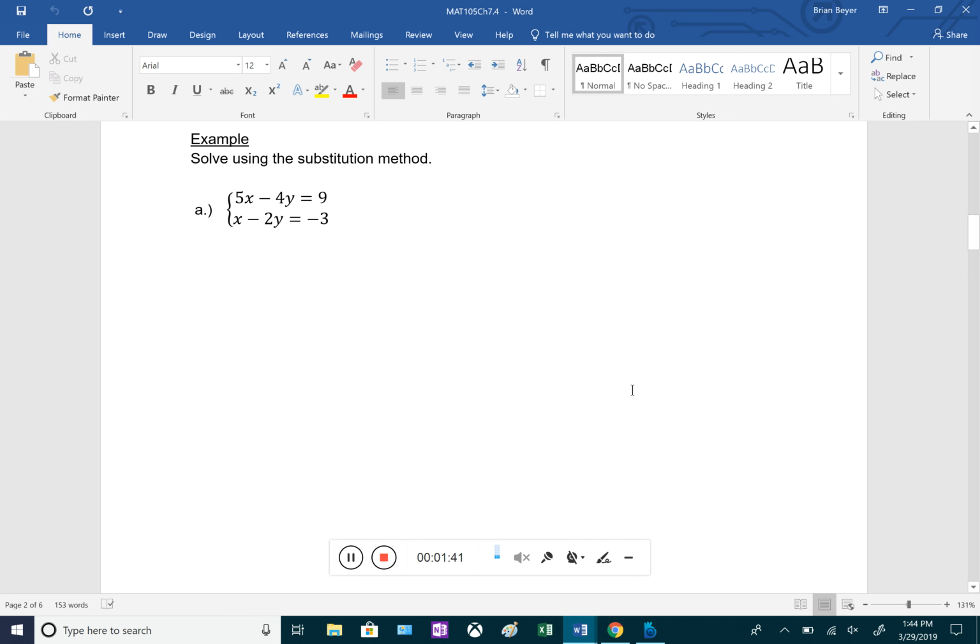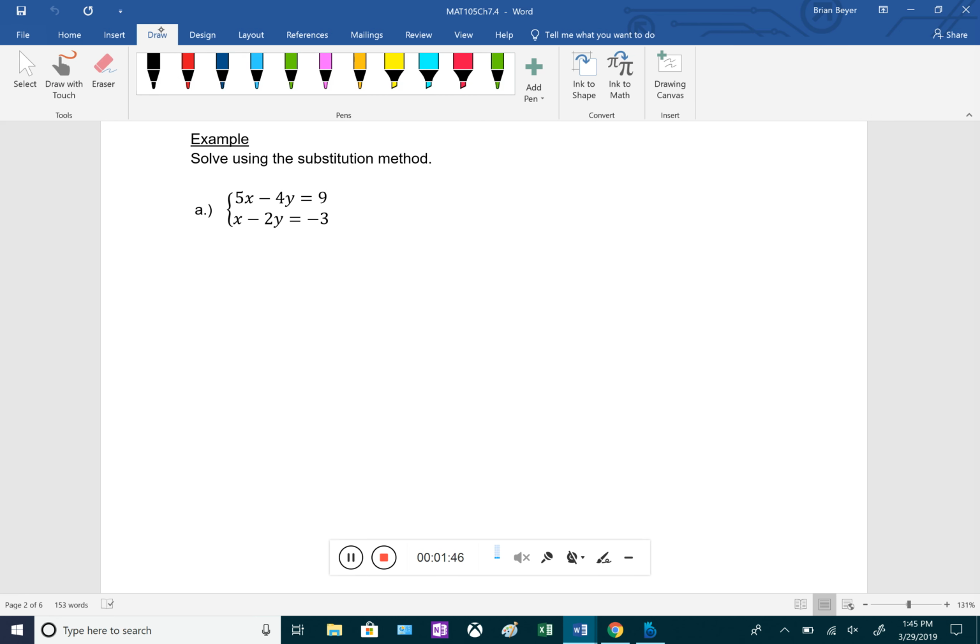Okay, so let's do some examples. Solve using the substitution method. So we have the system 5x minus 4y equals 9 and x minus 2y equals negative 3. So the first step, we're going to solve for one of the variables. We can pick which one we want to solve for. Let's look at this equation here, because if we solve this for x, that is going to be the easiest because there's no coefficient multiplying the x.